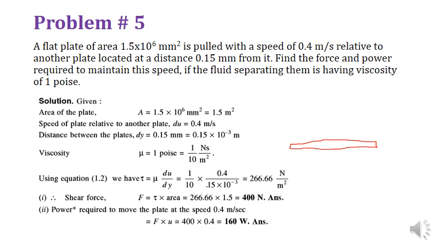Okay, similarly to your last problem, a flat plate of area 1.5 × 10^6 is given. So it means the cross-sectional area is given. It is pulled with a speed of 0.4 meter per second relative to another plate located at a distance of 0.15 millimeter from it. Okay, so two plates are there, one plate above and one plate at the bottom.